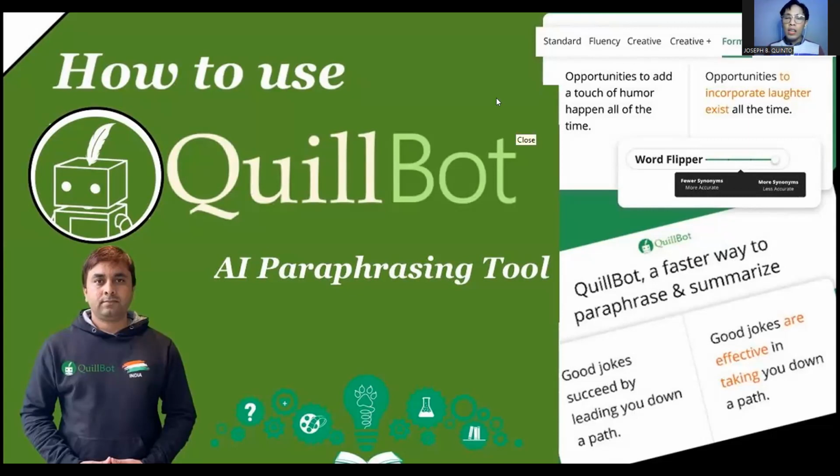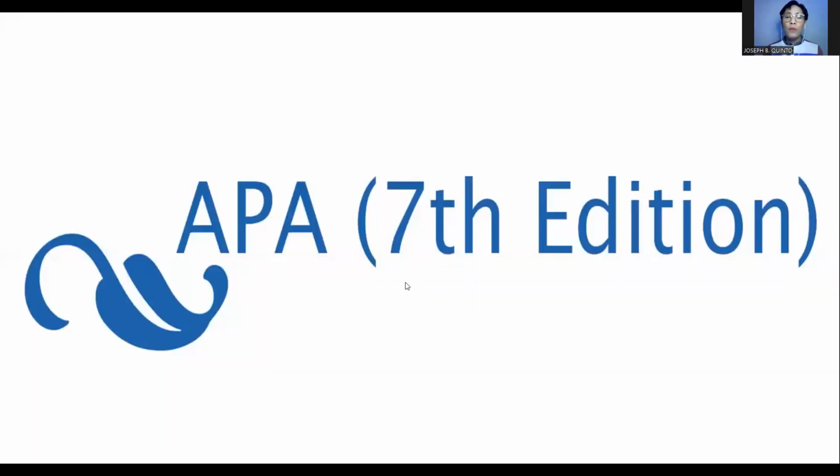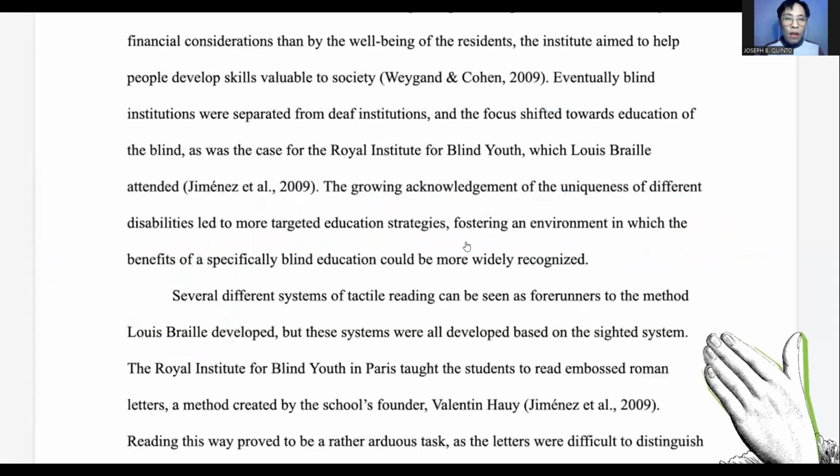APA 7th edition is the most usual that we use. No problem, Mr. Darwin. And hopefully, your institutional format already requires APA 7th edition. There are certain nuances or particular differences between the APA 6th edition and 7th edition that you have to bear in mind. At any rate, I'd like you to watch this YouTube video, and I'd like to hear your thoughts later on APA 7th edition. So please enjoy watching.